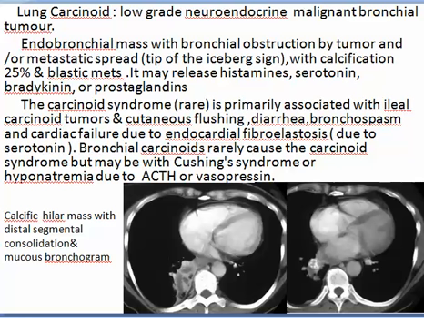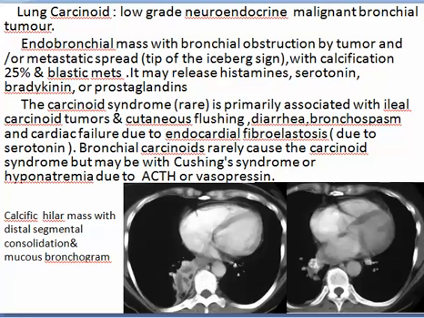Carcinoid syndrome: if the tumor is present in the ileal lobes, it's called ileal carcinoid tumor. This is predisposed to what's called carcinoid syndrome, composed of cutaneous flush, diarrhea, bronchospasm, and cardiac failure. Cardiac failure here is due to endocardial fibroelastosis due to serotonin. But bronchial carcinoid rarely causes this syndrome, but causes Cushing syndrome or hyponatremia due to ACTH or vasopressin excretion.